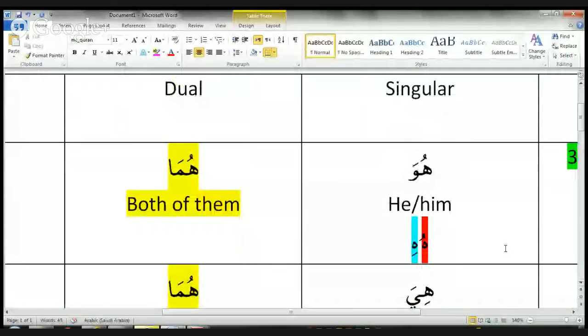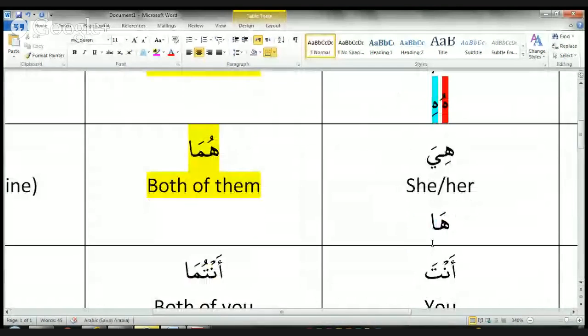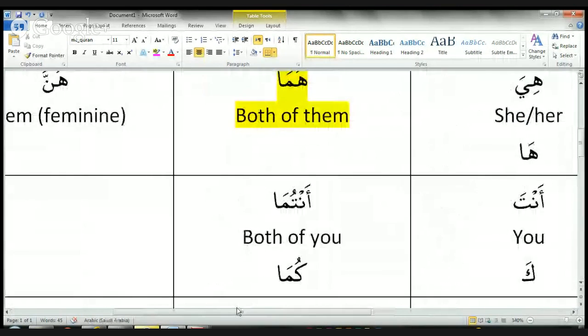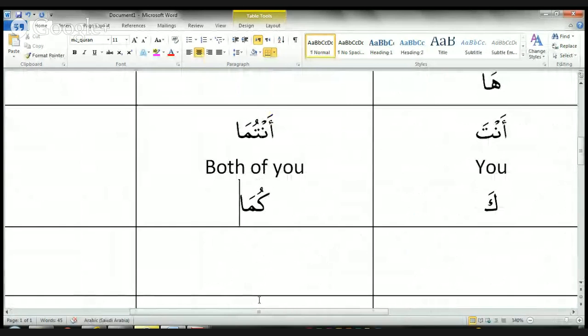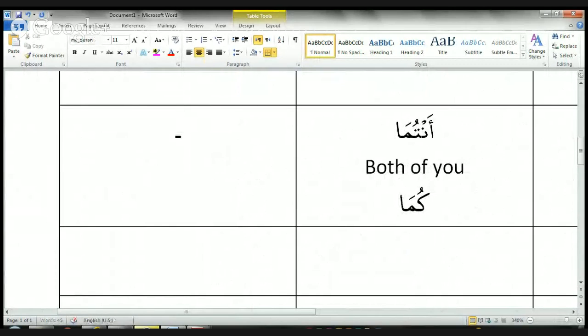For those of you who just saw the video, these are the pronouns. I'll send that out. You may be able to pull it up. Anta, antuma, and the next one is antum. Antum, which means you all, and because we're in the south, y'all. And the attached pronoun is kum.